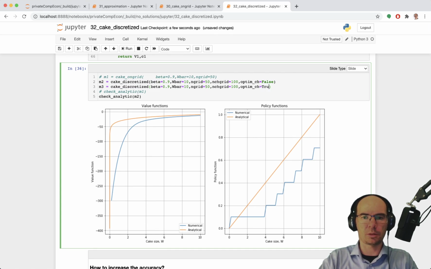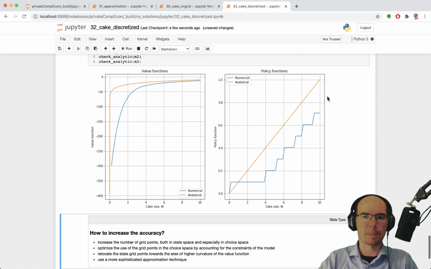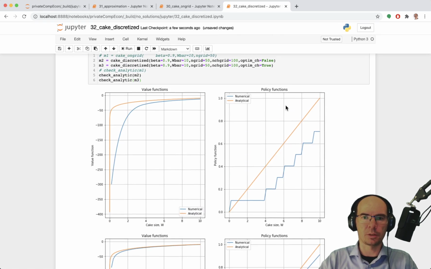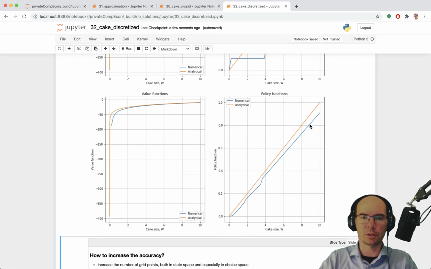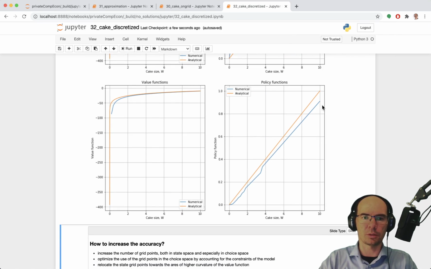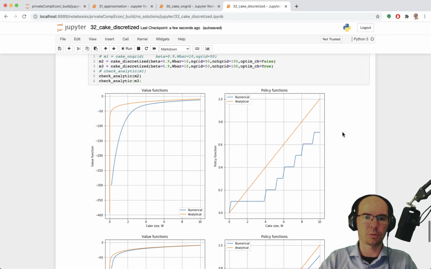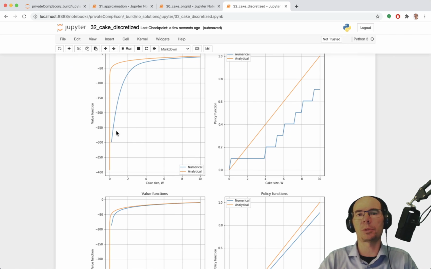So let's compare the two. Look at this. That's the same number of grid points, but with the optimization, the solution is a lot closer to the analytical one. And the same thing goes for the value function. So it doesn't deviate here. And of course, the value describes the optimal choices. And therefore, because the optimal choices are wrong, then the value function is wrong as well.